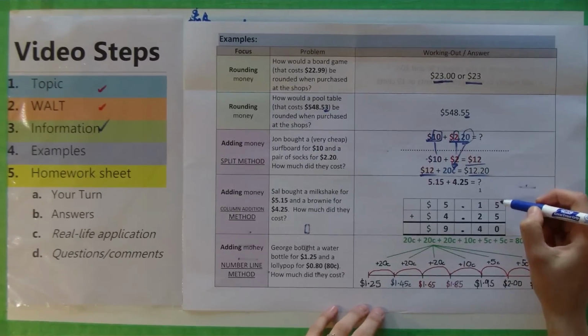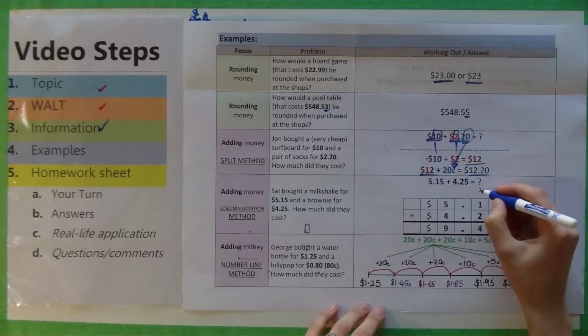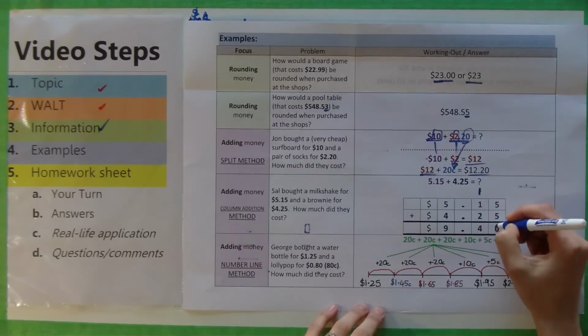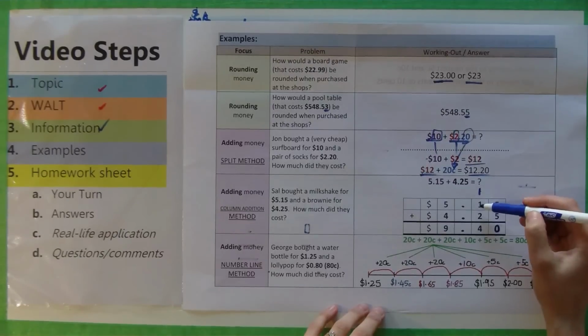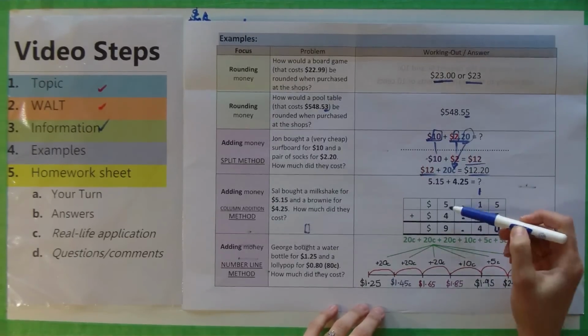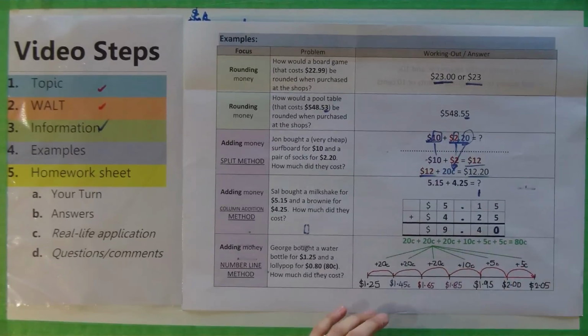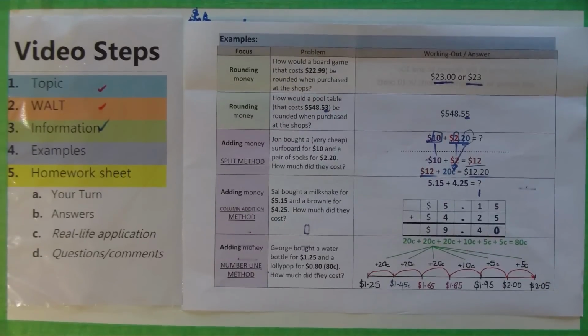So here I start at this column, 5 plus 5, and that's why I've got a 1 there, is 10. And then I would just add 1 plus 1 is 2, plus 2 more is 4. And then over here, 5 plus 4 is 9. $9.40 would cost for Sal to buy those two items at the shops.